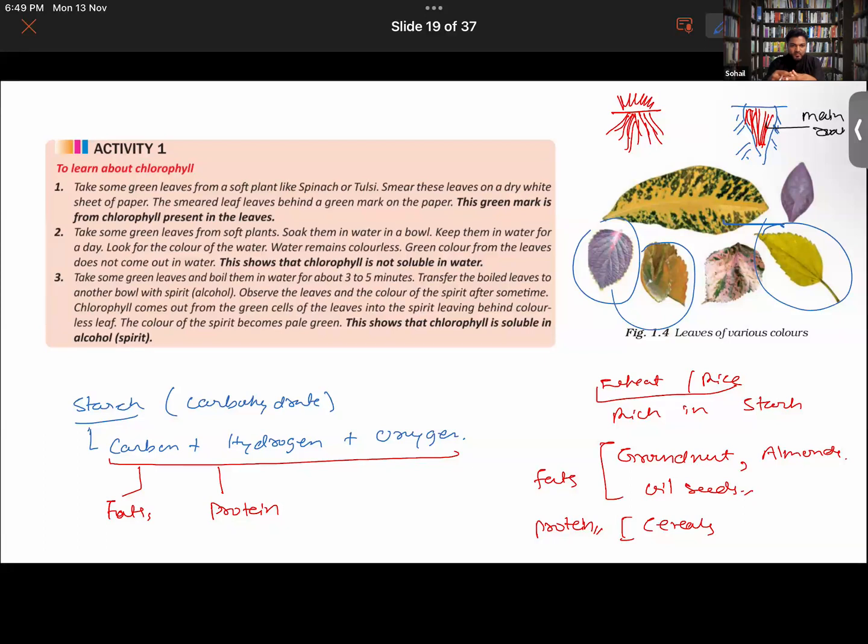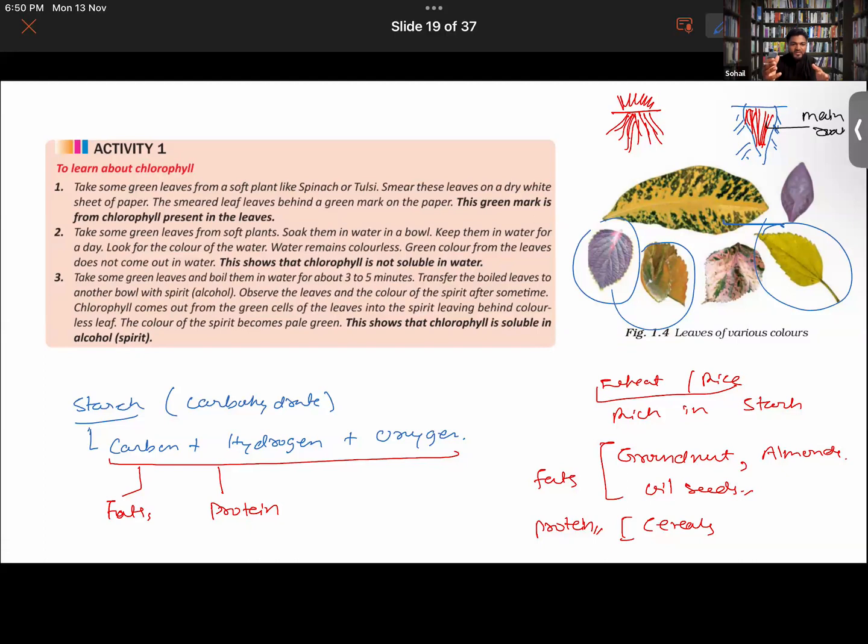So what we did here, we have taken some green leaves from a plant like tulsi or a spinach. Now smear these leaves on a dry white sheet of paper. Smearing means crushing them. The smeared leaves leave a green mark on the paper. Now this green mark is from chlorophyll that is present in the leaves. Obviously वो green mark इसलिए क्योंकि chlorophyll pigment की वजह से वो mark आ रहा है.